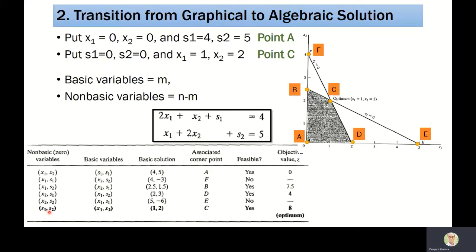Then let us put s1 and s2 equal to 0. When we are putting 0, these are non-basic, so the remaining variables are basic. Then we can calculate the values of x1 and x2, 1 and 2. This is corresponding to solution C, and it is feasible, yes. And the objective is 8.